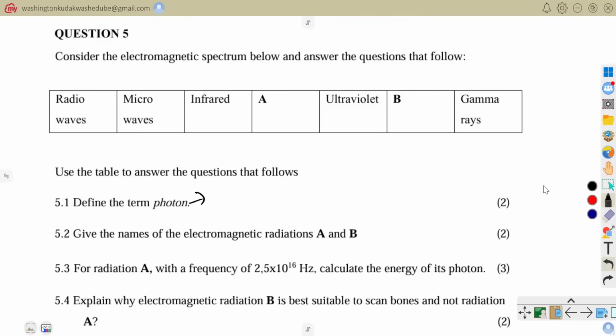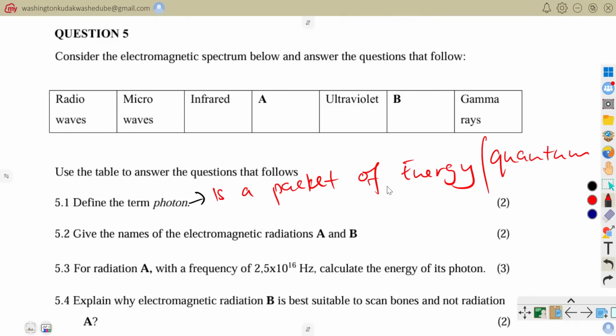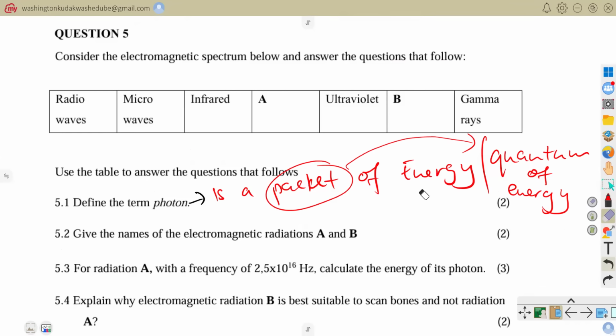So we know that a photon is a packet of energy, or else a quantum. You can define a photon as a quantum of energy. Quantum just refers to a packet, a pack of energy. So you choose which definition you want to use there. You can say it is a pack of energy, or else it is a quantum.